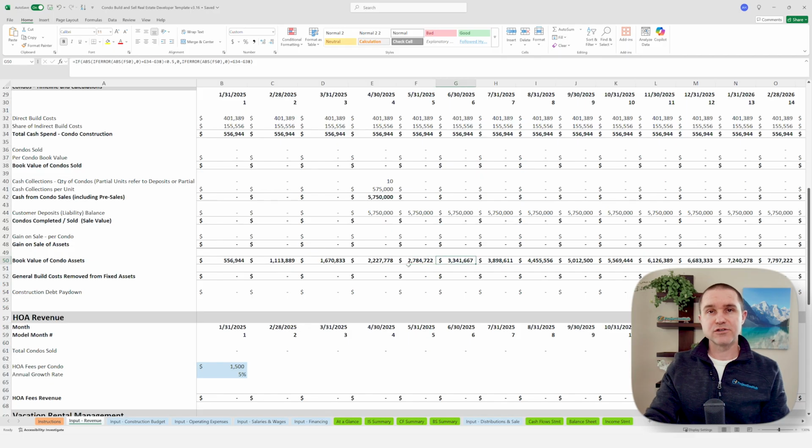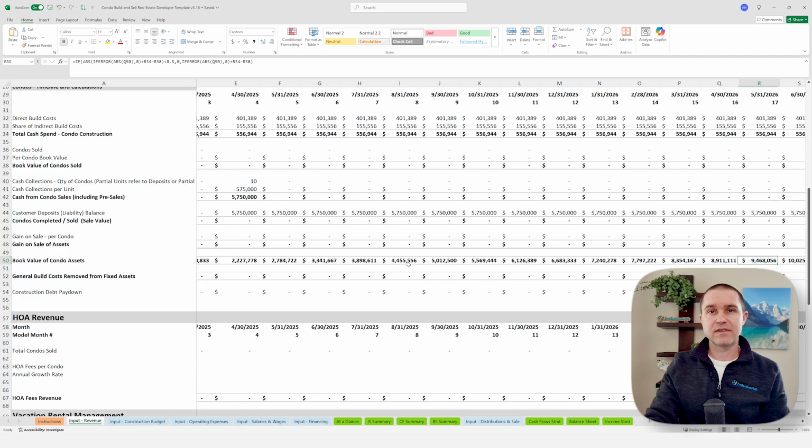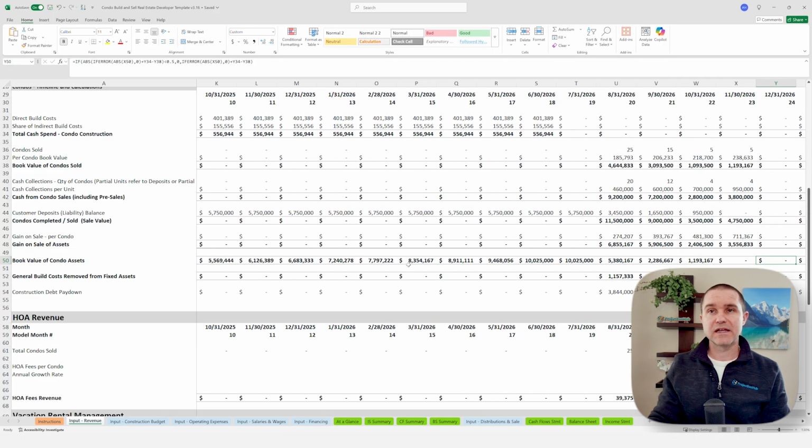So again, as you build them, as you construct them, that is going to sit on your balance sheet. But then as you sell them, once you start to sell those units, you'll see the book value start to drop, and it ends up dropping down to 0 because you don't own the condo assets anymore. You may still own the land, you may still have some assets on your books, but the condo assets itself, as those are sold, need to be taken off the balance sheet.